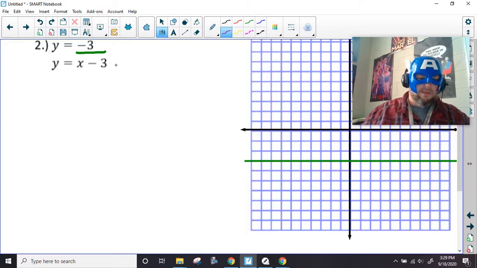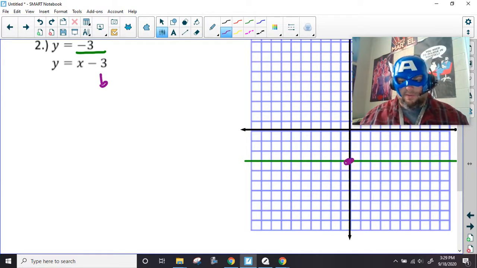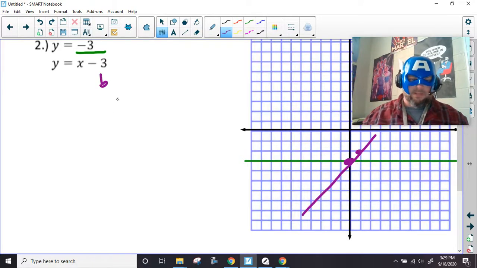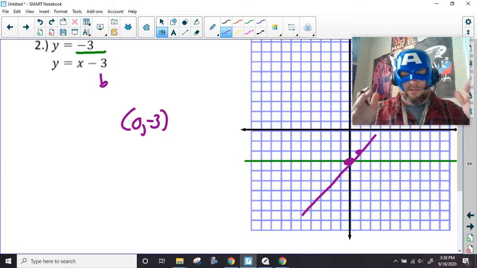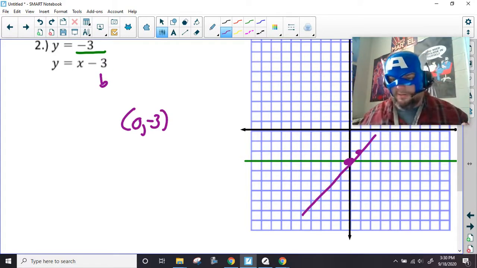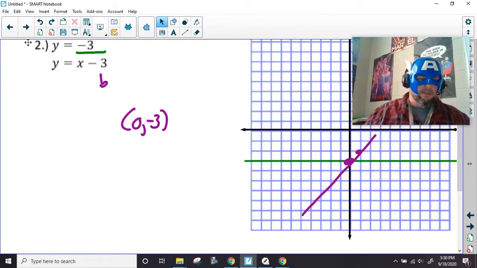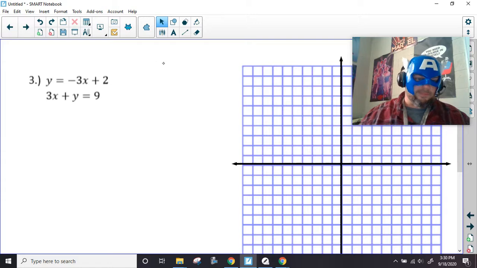Now, for this one, my b is also going to be -3. I wonder where they intercept. Then I go up 1/1. I'm not going to use the straight line tool for this because I know that's where they intercept, and they intercept at (0, -3). Some of y'all could have known this without graphing it, but for those that need to graph it, if you're a very visual learner, you have to go from here.